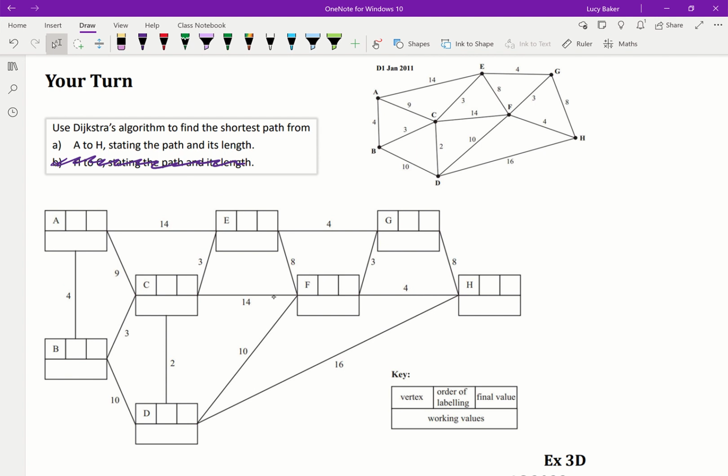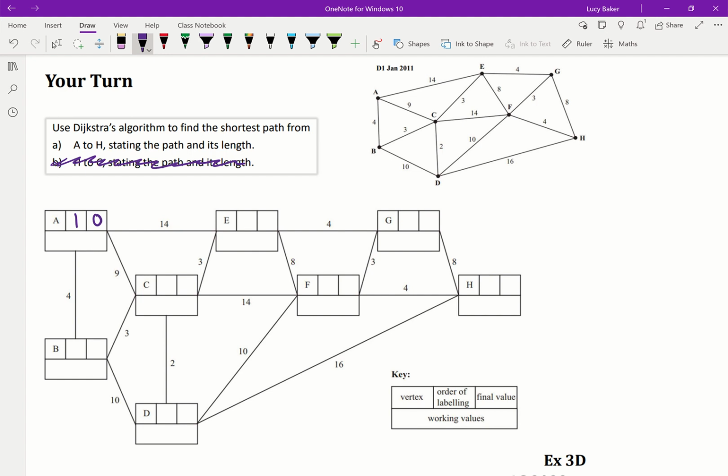So here was another example for you to try. Hopefully you've had a look at it. I'll now talk it through again. In the top right corner is the graph or network that we're basing this diagram on, and then you'll always have a working out diagram with all the boxes drawn in for you. Here we're going from A to H, so A is going to be number 1 and the total distance travelled at this point is going to be 0.